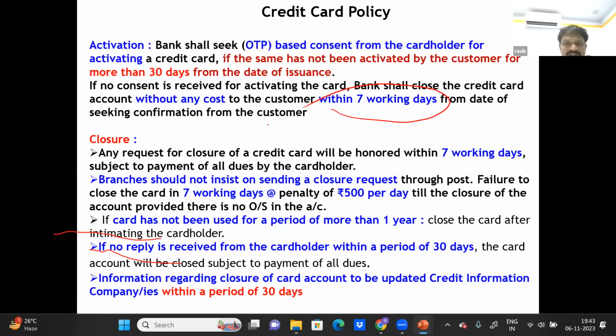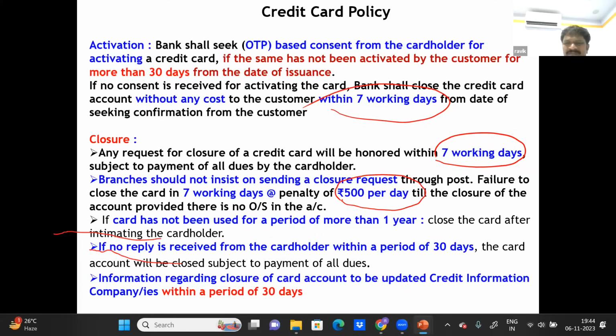Now, closure. Any request for closure of a credit card will be honored within 7 days, subject to payment of all dues. If anybody wants to close the credit card, within 7 days you have to close it, subject to seeing that all the dues have been paid. Branches should not insist on sending a closure request through post. If anybody asks to close a credit card, you cannot say, sir, send a letter and I'll close. Failure to close the card in 7 working days, the bank will be penalized 500 rupees per day till closure of the account, provided there is no outstanding in the account.